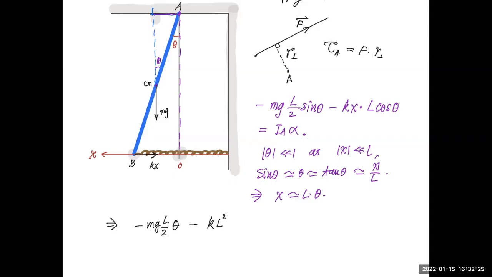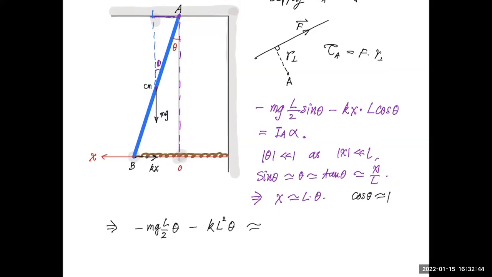So it's kL squared theta times cosine theta. Now cosine theta is almost equal to 1 because theta is very small, so ignore cosine theta and just replace it by 1. And that equals what? I_A times alpha. What is I_A equal to? Well, you recall from physics 8A that for a rod, you calculate the rotational inertia about one end of the rod of mass m and length L. It's 1/3 mL squared, times alpha. Alpha is the second derivative of theta with respect to time.